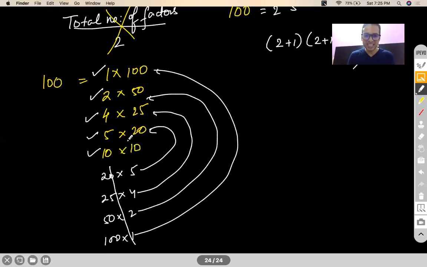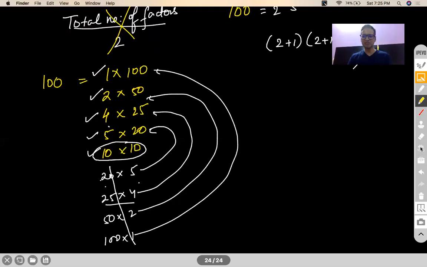Now here, this guy is not getting repeated just like the others were getting repeated. This 4 into 25 was getting repeated as 25 into 4, correct? But 10 into 10 will not get repeated because it's a unique combination. You can't switch positions and say this is repeated, no. So here the problem is the total number of ways would be 1 more by 2.